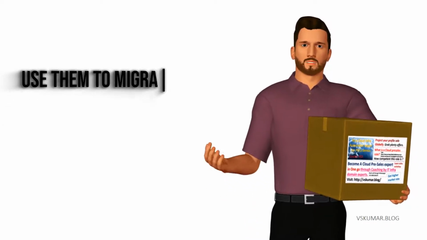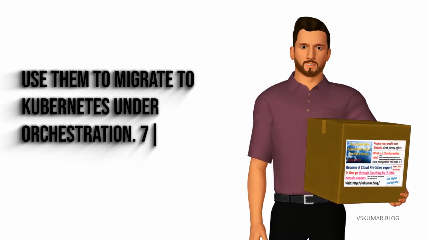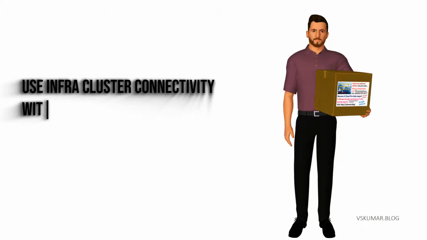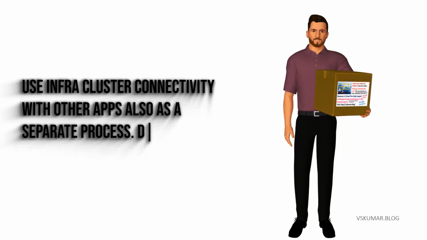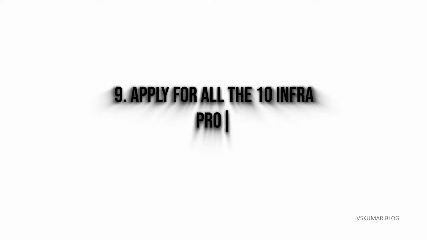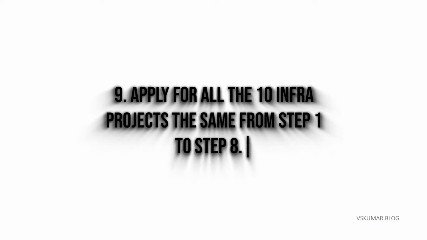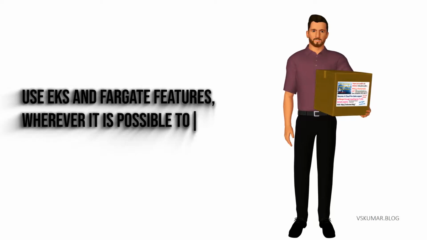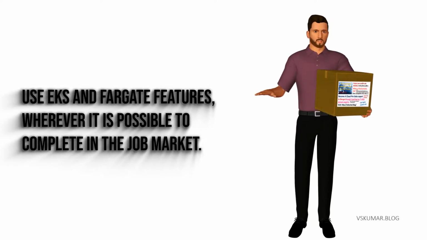6. Use them to migrate to Kubernetes under orchestration. 7. Run the cluster in K8s. 8. Use infra-cluster connectivity with other apps also as a separate process. Do a feasibility study. 9. Apply for all the 10 infra projects the same from Step 1 to Step 8. 10. Use EKS and Fargate features, wherever it is possible to complete in the job market.